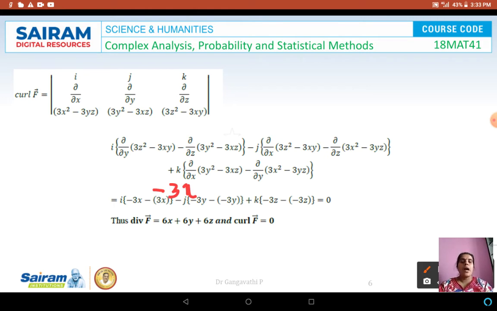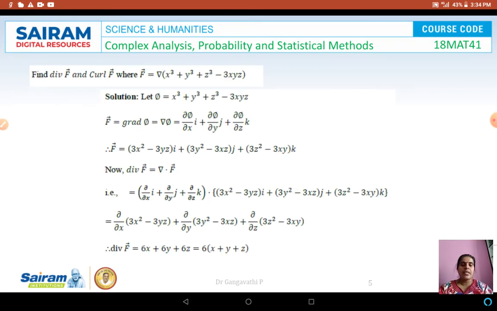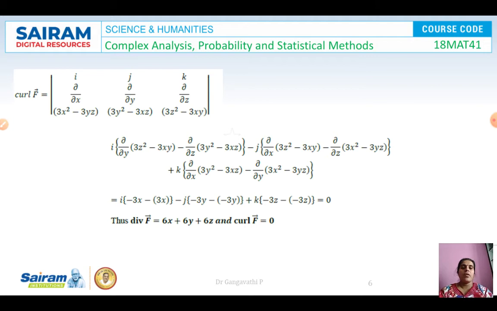Similarly, observe the next one. ∂/∂x, differentiation is with respect to x, and 3z² acts as a constant, and differentiation of the other term is −3y. We have written it. This minus is as it is, and differentiation of this with respect to z gives us 3y, minus 3y. Plus k cap into ∂/∂x of this is −3z, minus ∂/∂y of this gives you −3z. So minus of minus is plus, minus of minus is plus. Here also minus of minus becomes plus, and all the terms will be equal to 0.